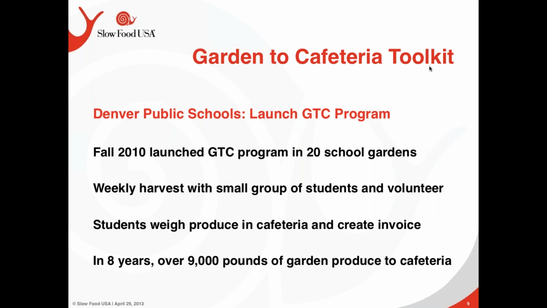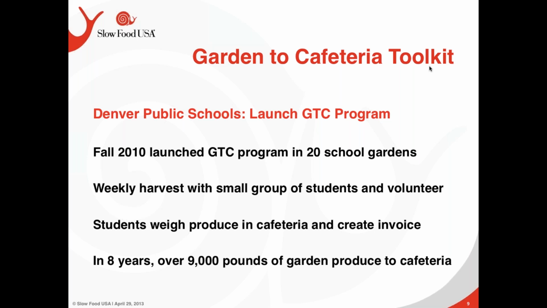And so in the fall of 2010, using these new protocols that both the food service department and the Department of Environmental Health were comfortable with, Slow Food Denver started training school garden leaders and kitchen managers on how to harvest and handle the fresh produce coming into the kitchens. And we launched the garden and cafeteria program in 20 school gardens in the fall of 2010.